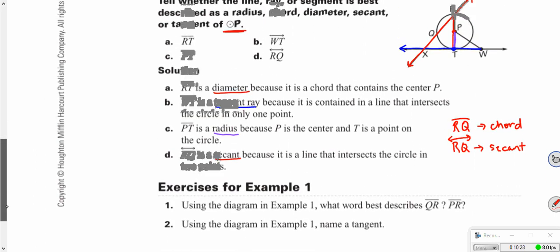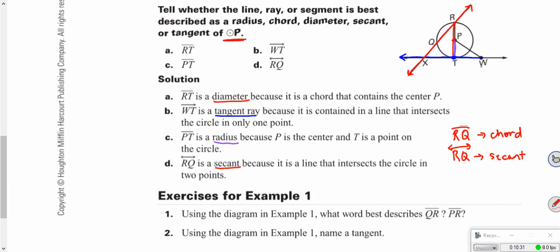So in the diagram in example 1, I guess I need to keep it up there. What word best describes QR? Kind of already did that. And PR. So first of all, QR we just talked about. QR was a chord, right? Same thing as a secant, only it's a segment. So QR is a chord. PR, what is PR? From the center to a point on the outside would have to be a radius. I think we can all see that. So QR is a chord, PR is a radius.